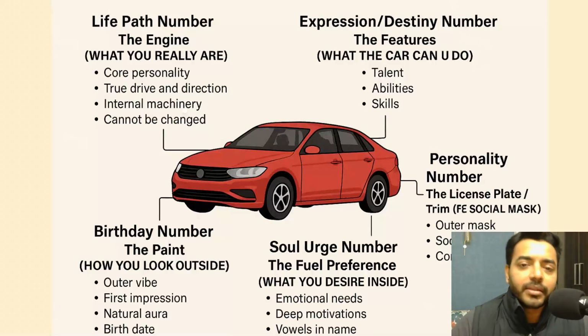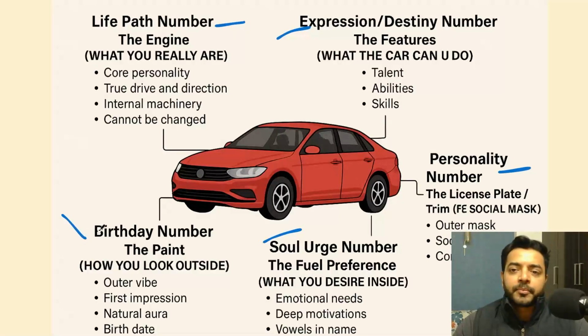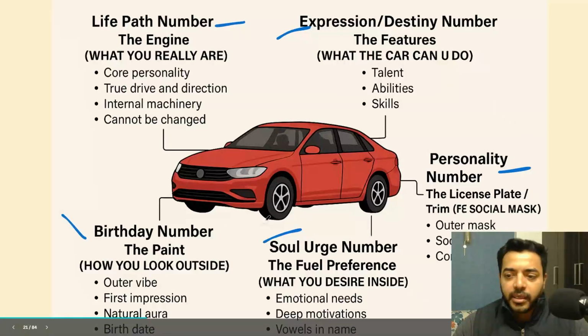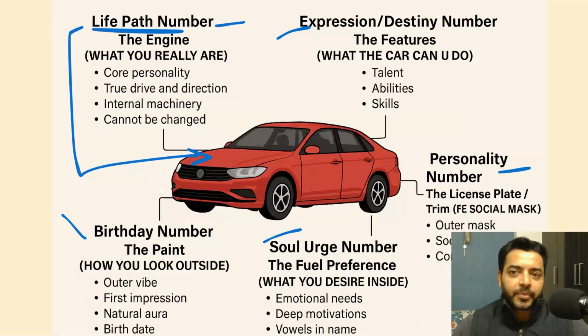Now, first and foremost, for learning the numerology, we will learn how to create a few numbers. For example, life path number, then there is an expression number, a personality number, a soul urge number, and a birthday number. There are a few more numbers like maturity number, but you don't need to remember the whole thing.